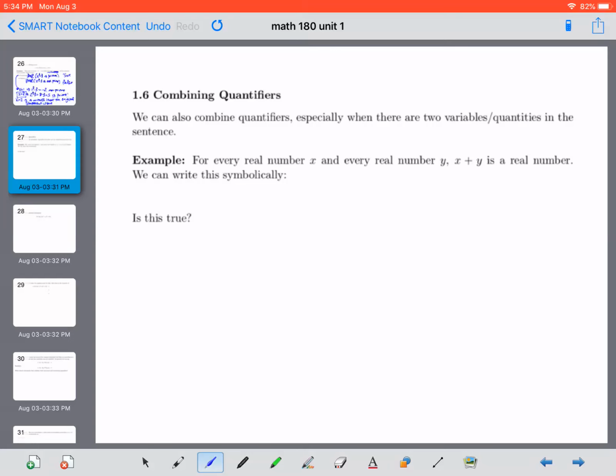In section 1.5, we introduced quantifiers, universal quantifiers like "for all," and the existential quantifier, "there exists." But we can use those in combination to build even more complex, more interesting types of mathematical statements. Especially when you have more than one variable involved, you often need multiple quantifiers.